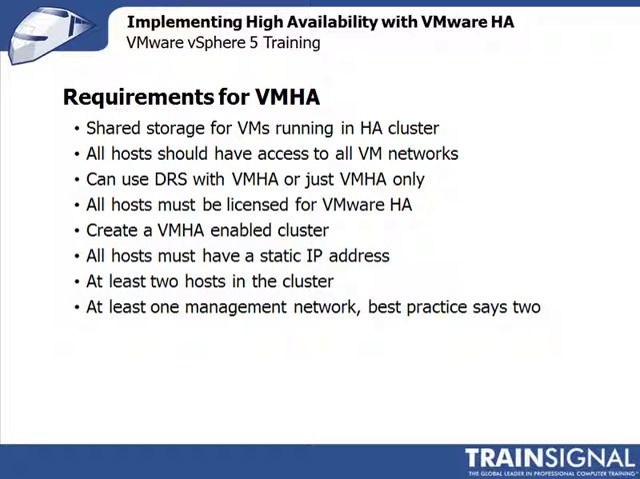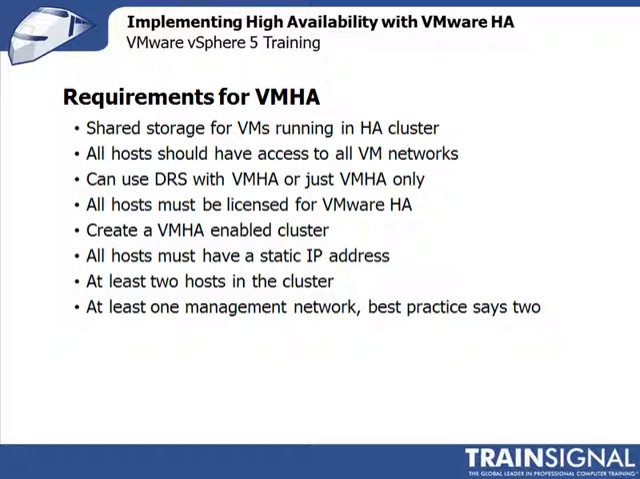You can use DRS in conjunction with VMware HA, or you can just use VMware HA in a cluster, as I'm going to show you in a little bit when we log on to vCenter. All hosts must be licensed for VMware HA. So make sure you're checking the licensing edition that you're using and that it supports VMware HA before you enable it, so that it works properly. You obviously have to create a VMware HA enabled cluster, and we're going to go through that in a second. All hosts must have a static IP address. Again, kind of a given, but I just wanted you to know.